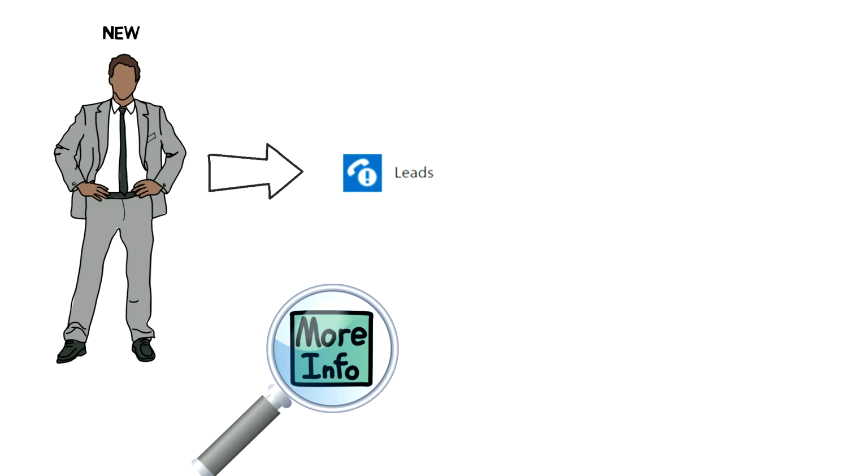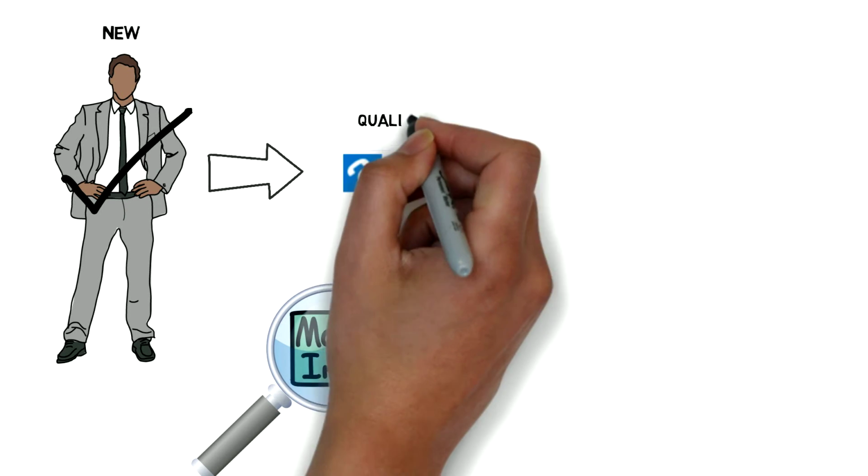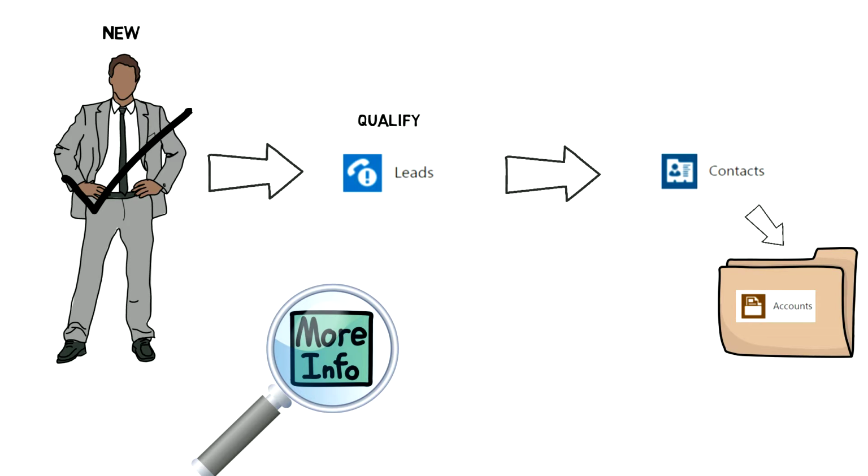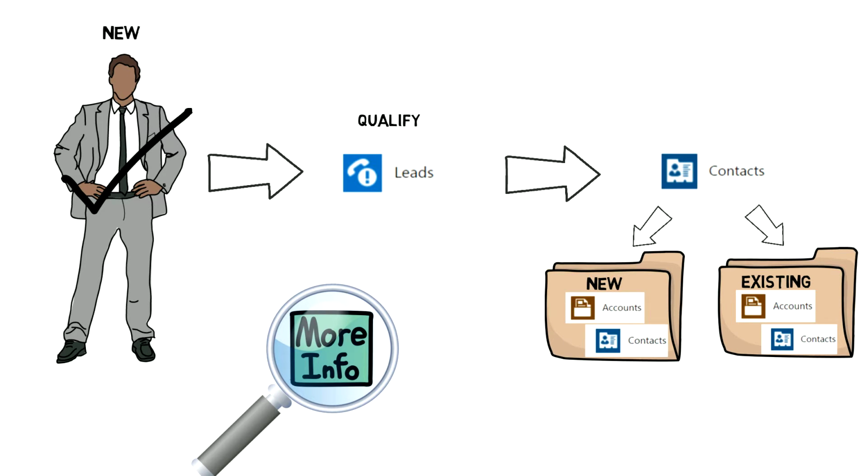Once we've uncovered the necessary information to confirm that creating a new contact is warranted, we would qualify the lead into a contact. Remember to connect the contact to an account as well, either to an existing account or by qualifying the lead to a new account at the same time as you qualify it to a contact.